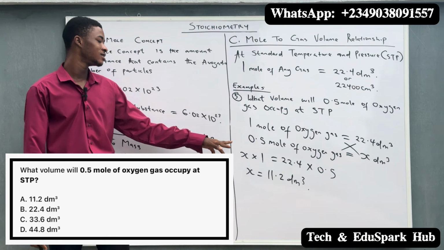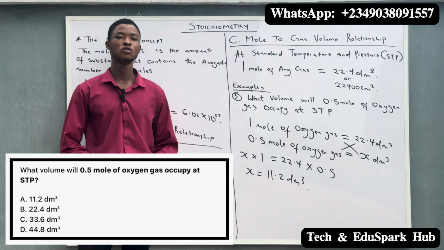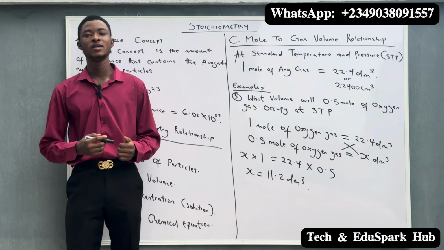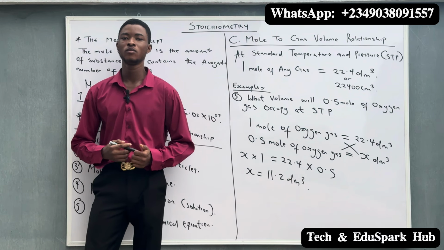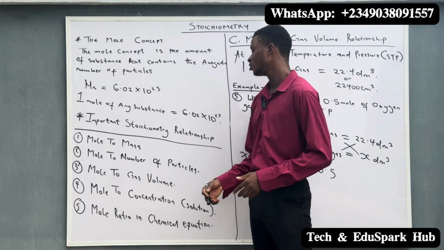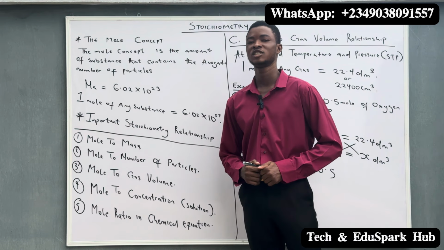So we can just say 0.5 mole of oxygen will occupy what? 11.2 dm cube of volume. So option A is correct to this kind of question. And this will be all on the mole to gas volume relationship. So let's move to the next stoichiometry relationship, which is the mole to concentration or mole to solution relationship.